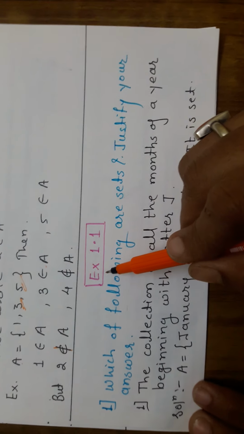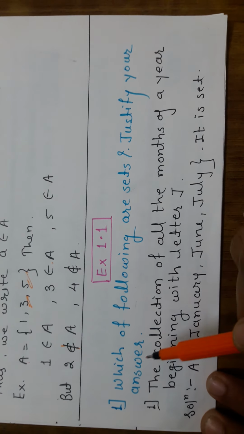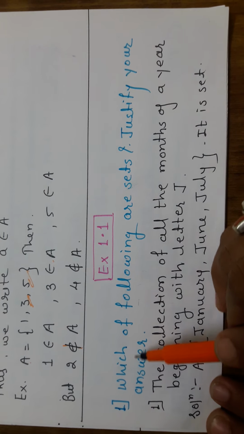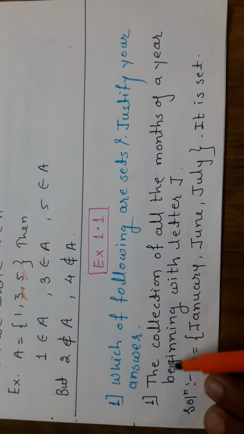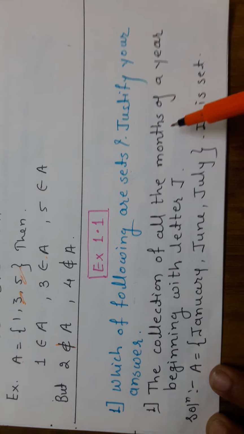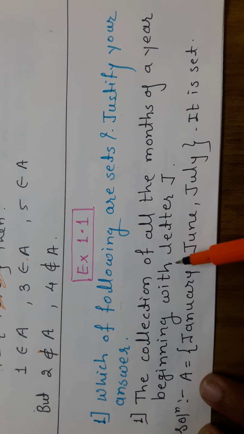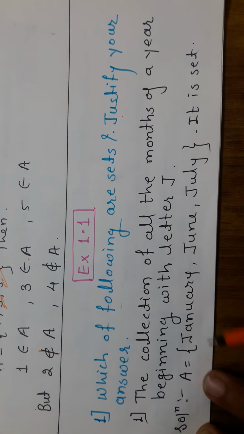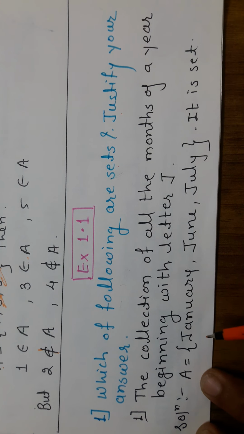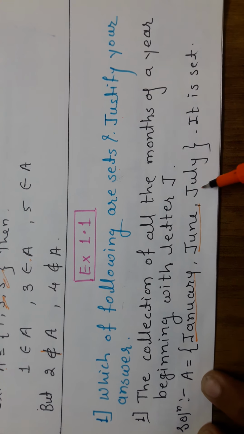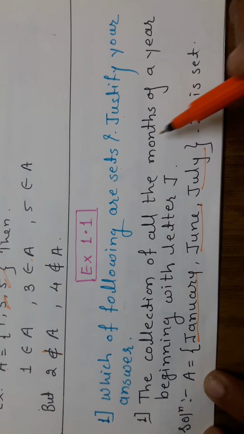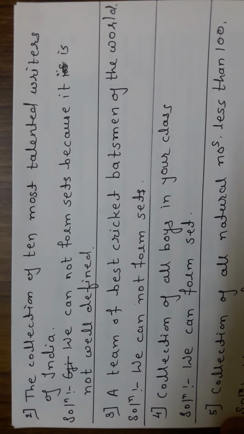Now we will start exercise 1.1. The first problem: which of the following are sets, and justify your answer. First, the collection of all the months of the year beginning with the letter J. Now in the year 12 months are there, and those which start with J are January, June and July. So it forms a set.